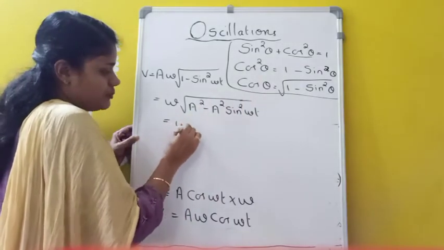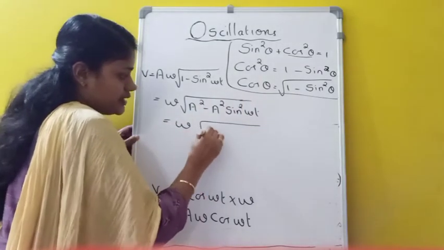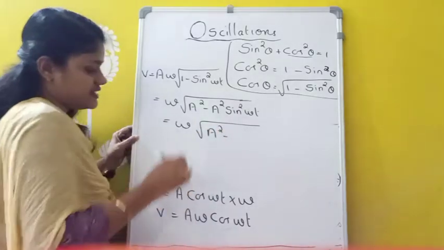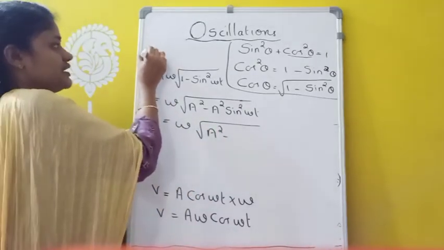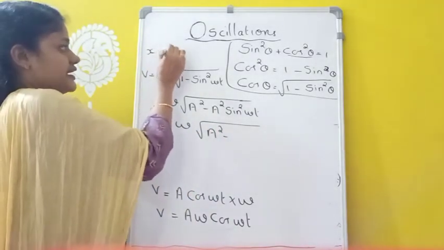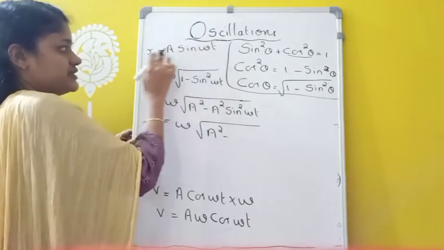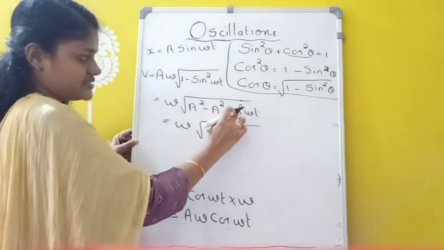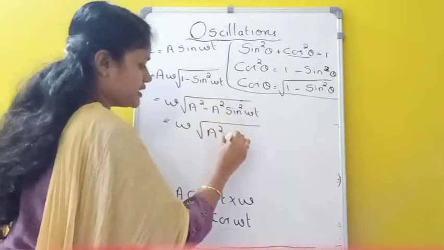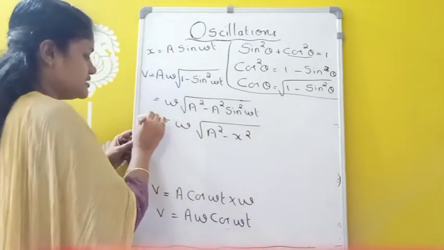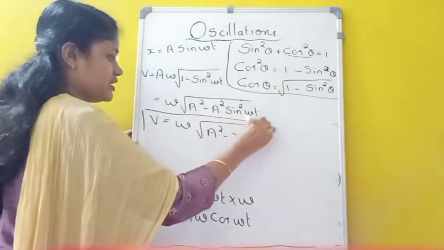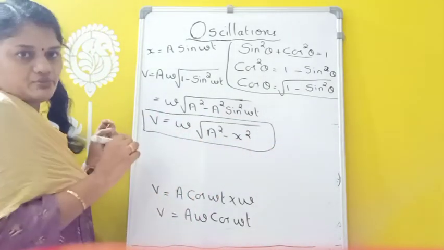That is equivalent to omega into root of a square minus a square sin square omega t. Already we have written displacement as a sin omega t, so instead of a sin omega t we can write x. So a square sin square omega t becomes x square. So this is the formula for the velocity of simple harmonic motion.